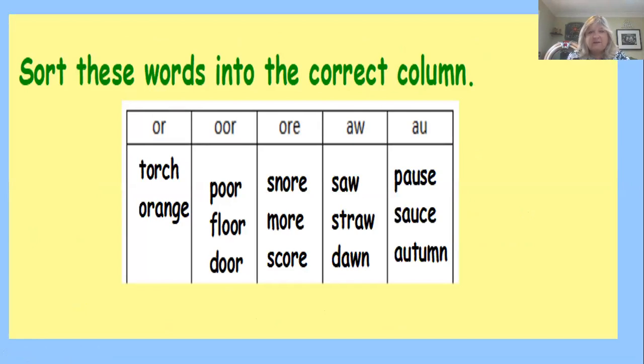We've got our AUs, our AWs, our OREs, our OOR and our OR, our torch and our orange, which I'm not very happy about orange being in there. I don't think it makes a similar sound to or, orange. And give yourselves a tick. If you didn't get all of them, then make sure that you understand why you would have put those words in a particular column, okay? So that was just a recap on our OR sound, which is a key sound for year 3, just to reinforce those phonemes to help our reading and our spelling.